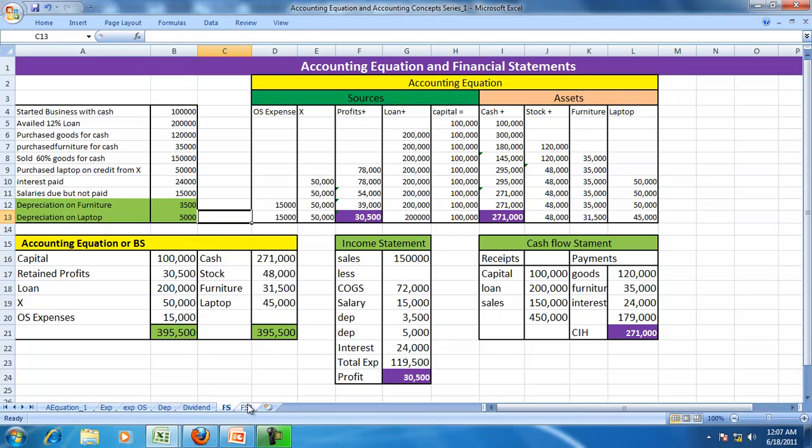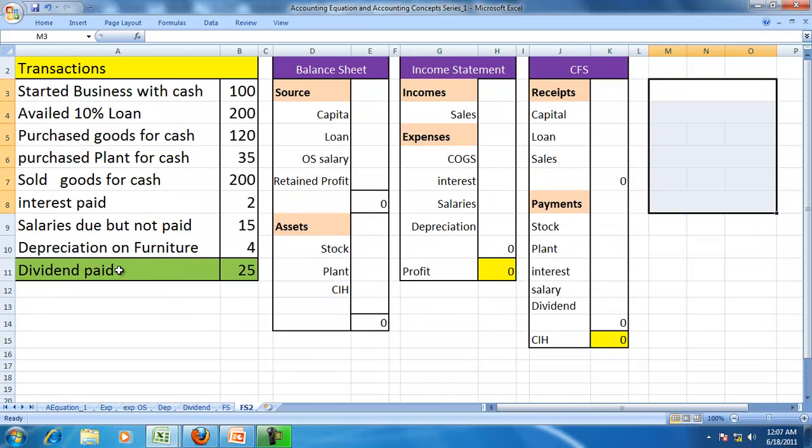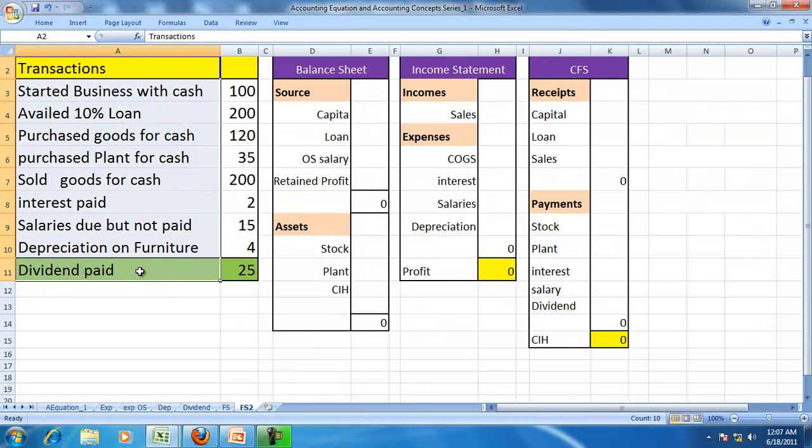Let me take you through this process of converting the business decisions directly into the financial statements without the accounting equation in this session. So these are the transactions: balance sheet, income statement, and cash flow statement. I'm not doing the accounting equation now. As we mentioned in the past, the balance sheet will show the sources and the corresponding assets. The income statement will show incomes and expenses. The cash flow statement will show the receipts and payments.